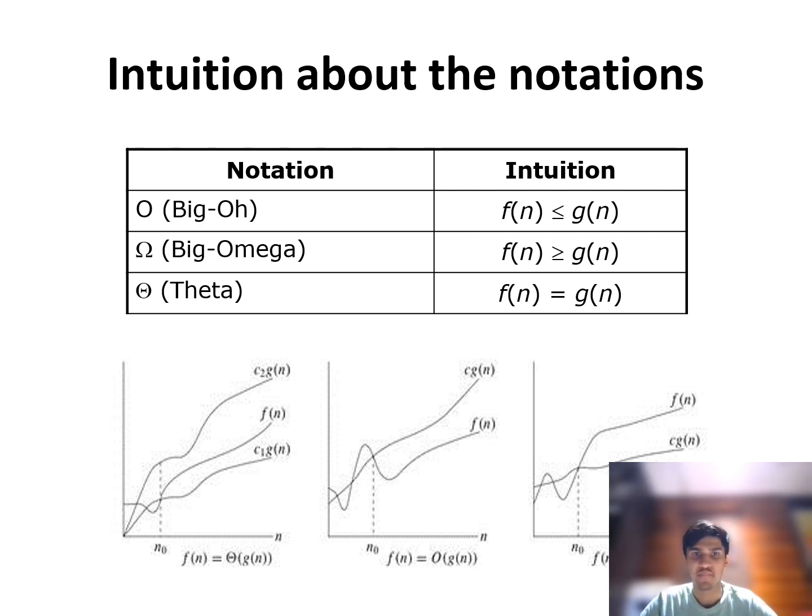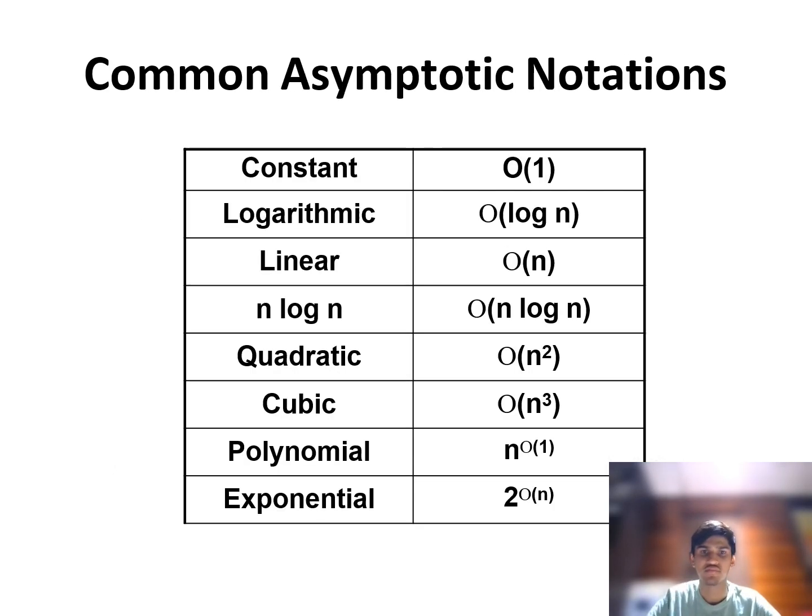Here are some conditions for big O notation, big omega notation, and big theta notation. And we have a graph of common asymptotic notations: constant, logarithmic, linear, n log n, quadratic, cubic, polynomial, and exponential.